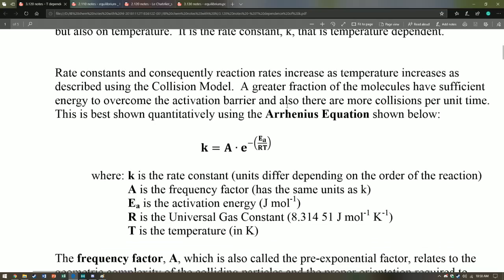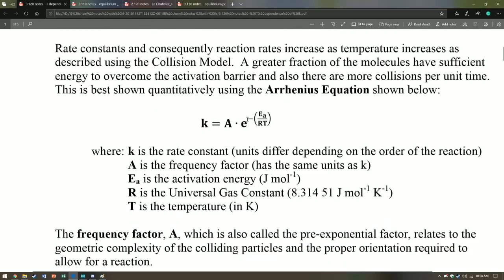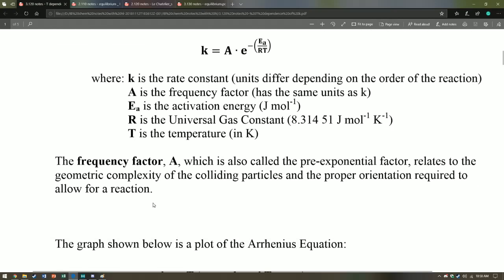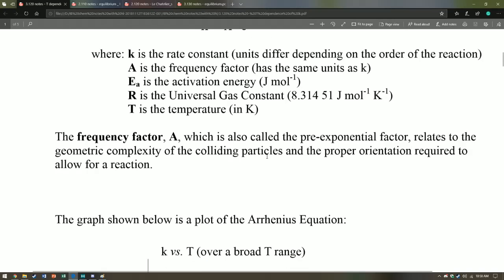We can use the Arrhenius equation shown below to quantitatively represent k and its temperature dependence. k is the rate constant, A is a frequency factor constant, Ea is the activation energy, R is the gas constant, and T is the temperature in Kelvin. The frequency factor A is a pre-exponential factor which relates to the orientation of molecules, the number of successful collisions, and all that stuff. It's just a constant, really.